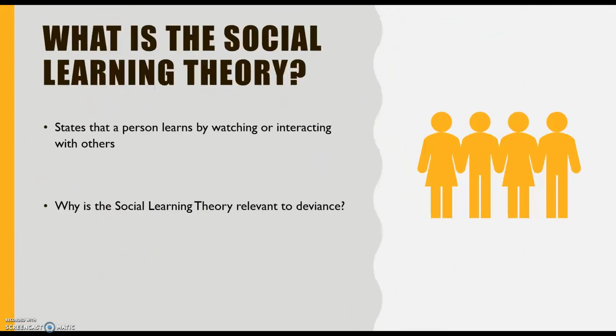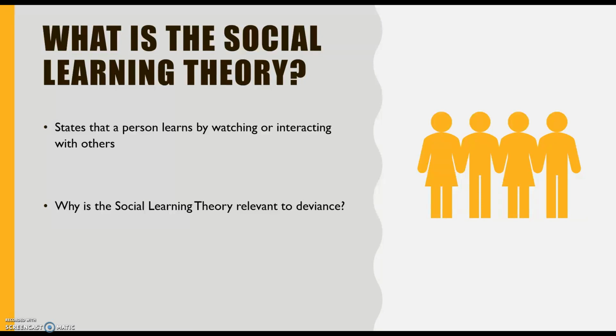But before we dive right into it, I think that it's essential for me to explain what deviance is and what social learning theory is. So, deviance is defined as any behavior out of the normal by public consensus, while social learning theory states that a person learns by watching or interacting with others.